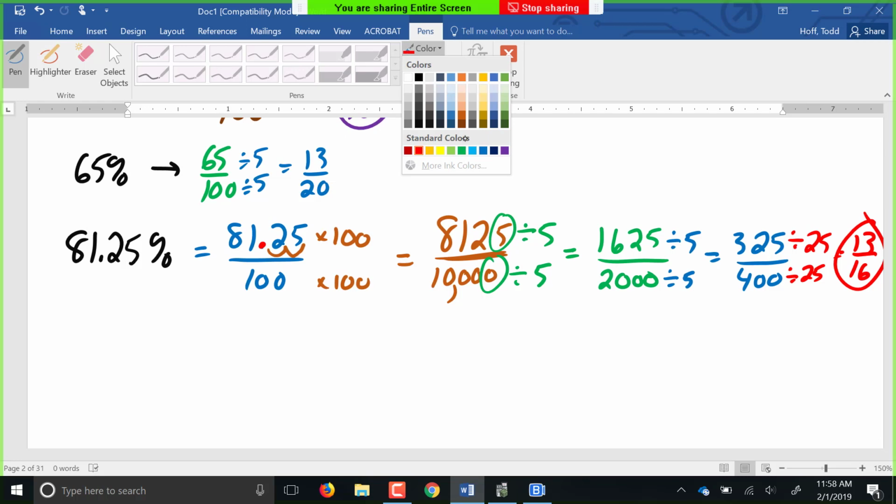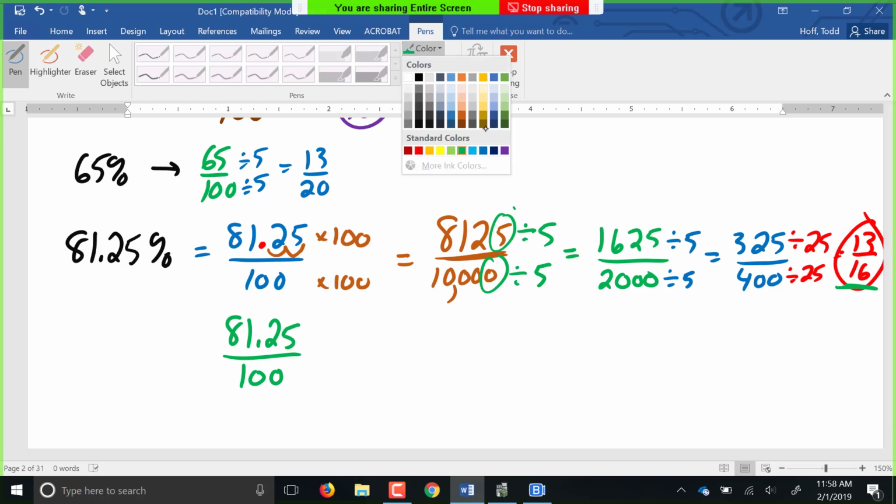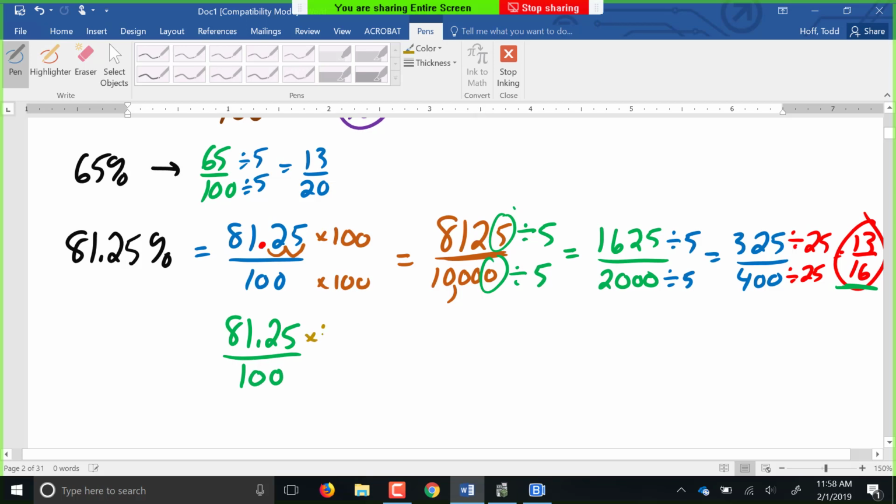We should be careful because technically, even though it's in fraction form, it is still a ratio. It's not really 13/16. It is 13 out of 16. I had mentioned that if we had noticed at the beginning that 0.25 was 1/4, we could have multiplied by 4 to get rid of it.